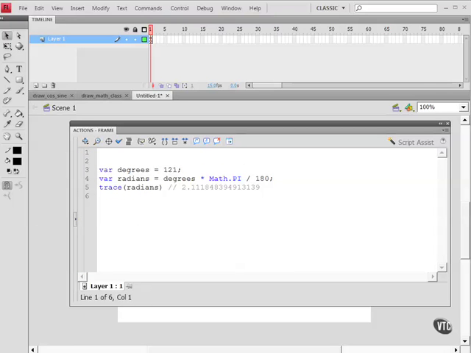Here's a working script example for converting between degrees and radians. First, set up a variable, degrees equals 121, semicolon. Set up another variable, radians equals degrees times Math.PI divided by 180. Then I'm going to go ahead and trace the radians, and I should get that number there, 2.118, and so on.